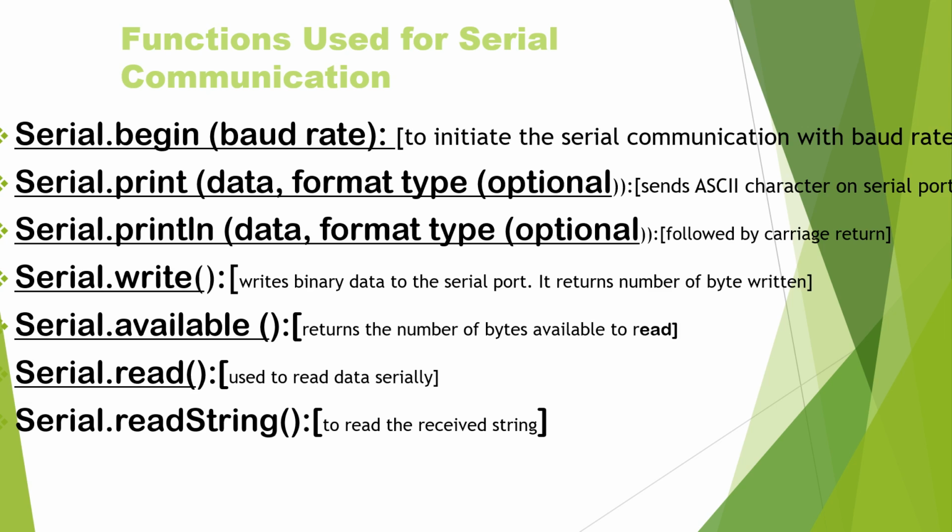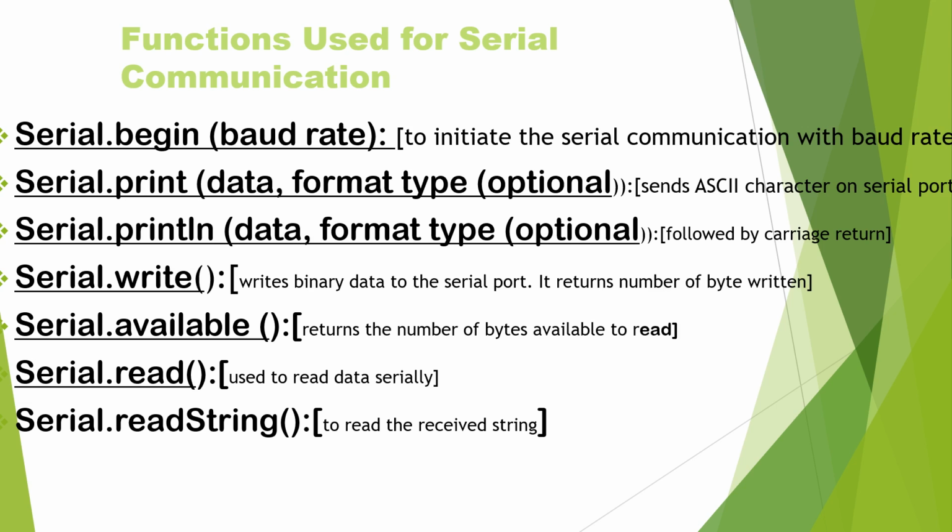What is the purpose of Serial.print? It sends the ASCII character on the serial port. Remember, it first converts and sends the ASCII character. Next, the third one, Serial.println. It is similar to that one. The only difference is that it is followed by the carriage return.